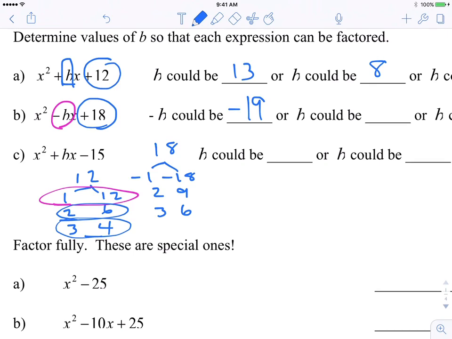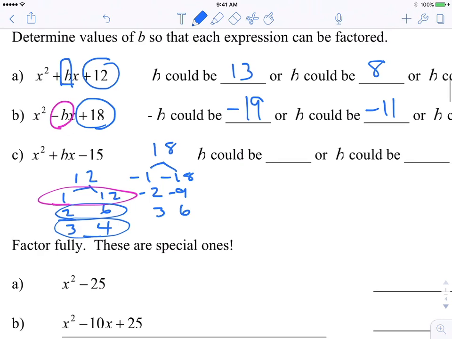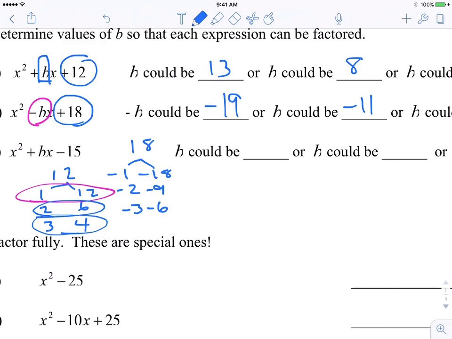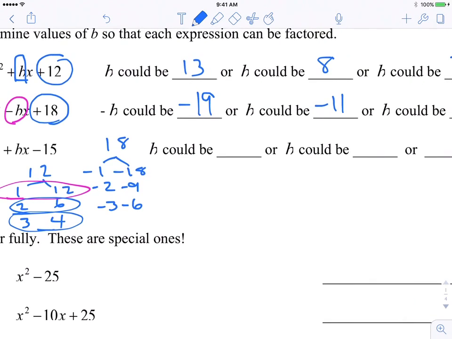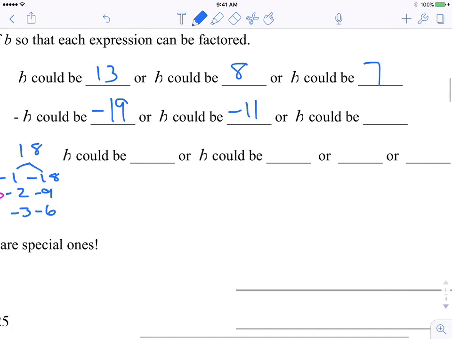I could have a negative 2 and a negative 9, and that would become negative 11 if added together, but again, they multiply to get me positive 18. And negative 3 times negative 6 are two integers that, when multiplied, would result in a product of positive 18, but when added together have a sum of negative 9. So another option here is that b could be negative 9.